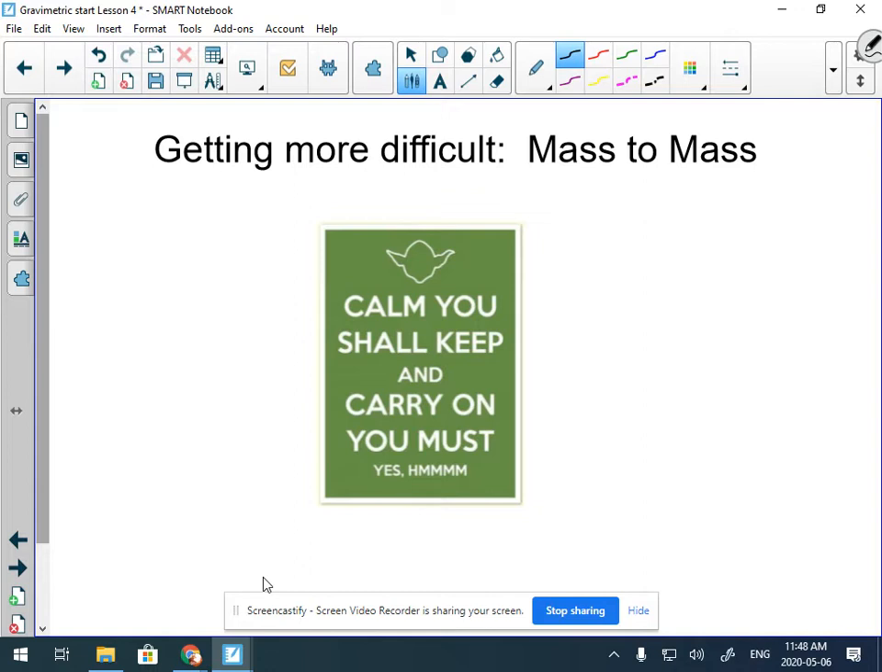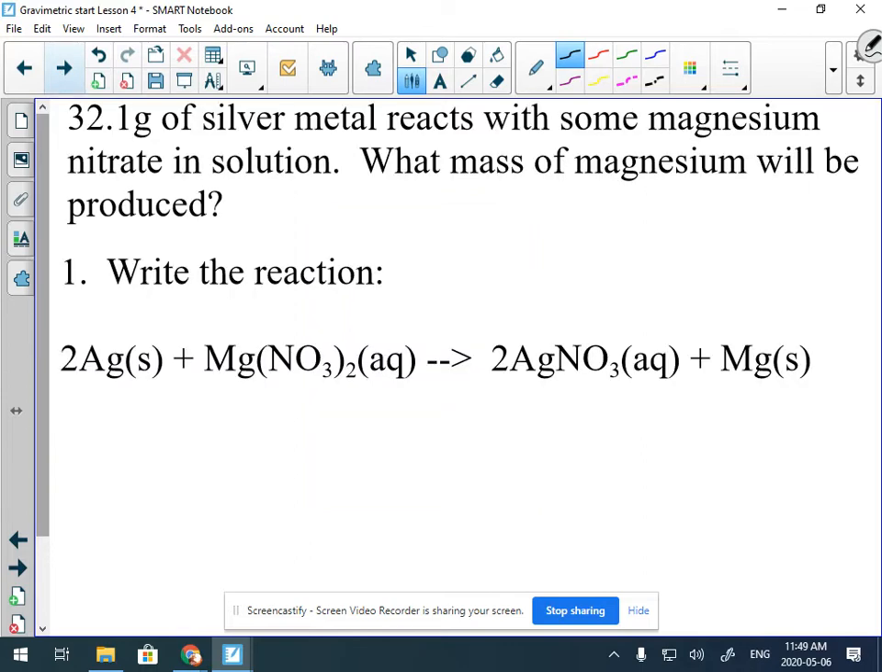Okay, so the last couple videos were on mole to mole and then mole to mass or mass to mole. Now we are going from a mass of a substance to a mass of a substance. So mass and mass means we need two molar masses, right? Because mass and molar mass go together. The setup is exactly the same, right?